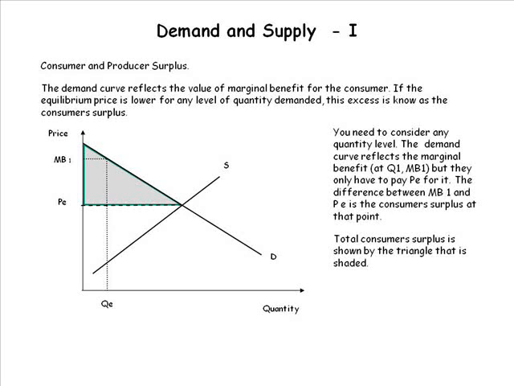So you need to consider basically any quantity level, but if you start with the first good that is bought, the first quantity, then you will see from a normal demand curve, downward sloping, that the marginal benefit is quite high, but the price that they have to pay in the market is much lower at PE. And it's the difference between the marginal benefit and the price that gives you the consumer surplus.